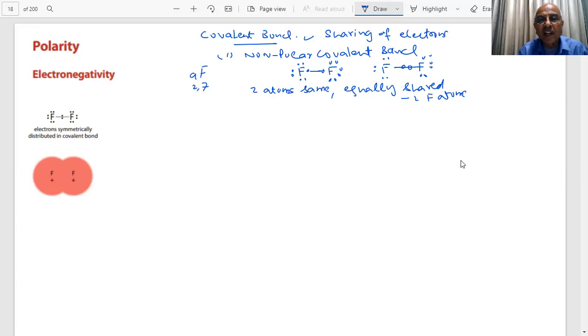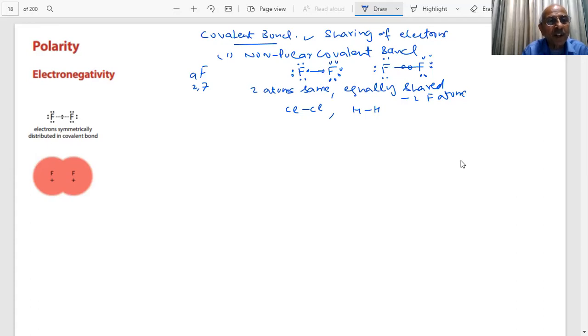Similarly, you can take any one. If you take chlorine and chlorine, students, or you take hydrogen, all these are examples which we are listing of non-polar covalent bonds, because the two atoms are the same. So here we have shown it: the two atoms are the same. For example, this is fluorine. These two electrons are shared.